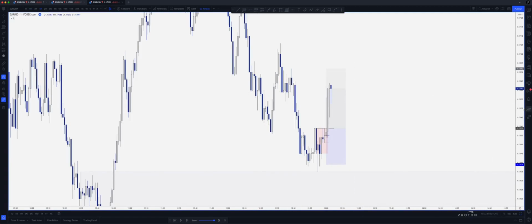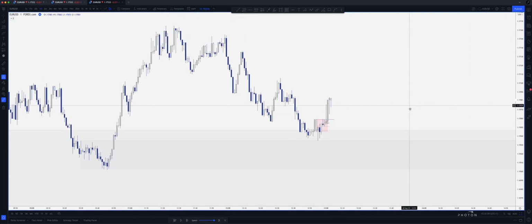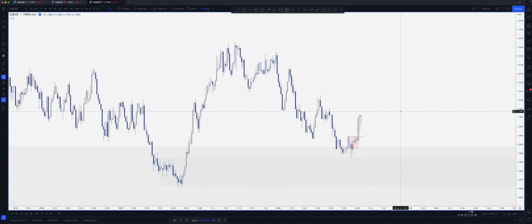But obviously on the M1 it doesn't really give you an entry there. So let's fast forward this a little bit more and see if we do get an M1 confirmation entry. The next area of supply we're looking at is this range here. All right, you can take the whole range, or you can refine it to this candle area here, which we can see price is coming into.